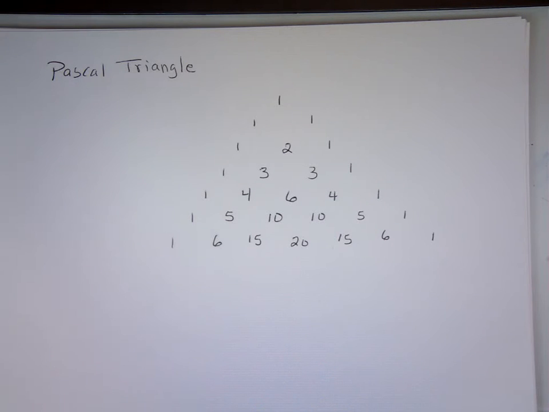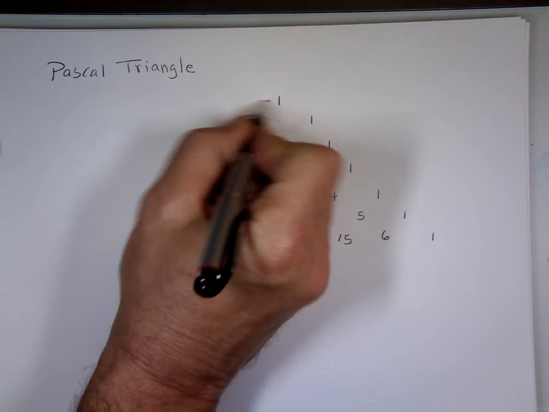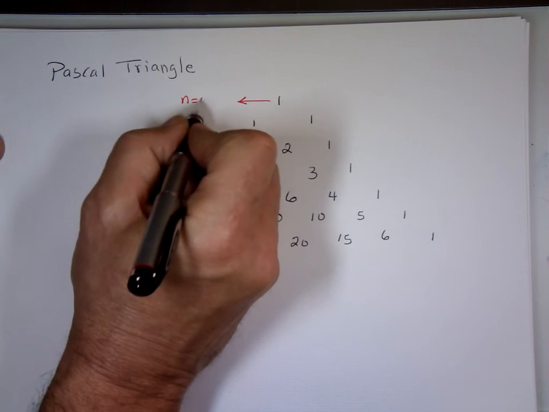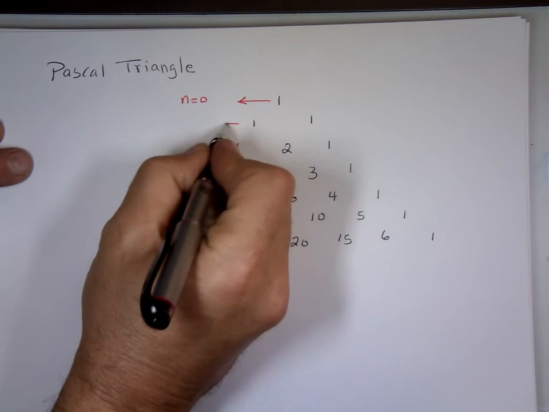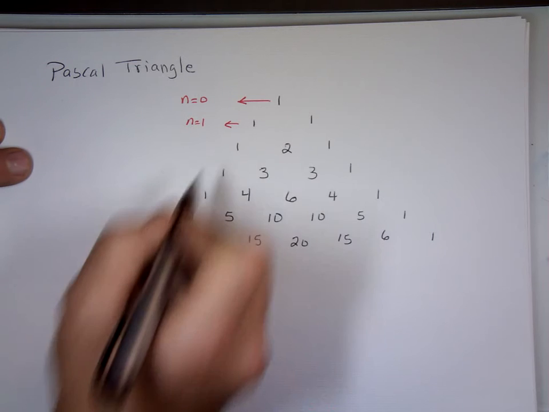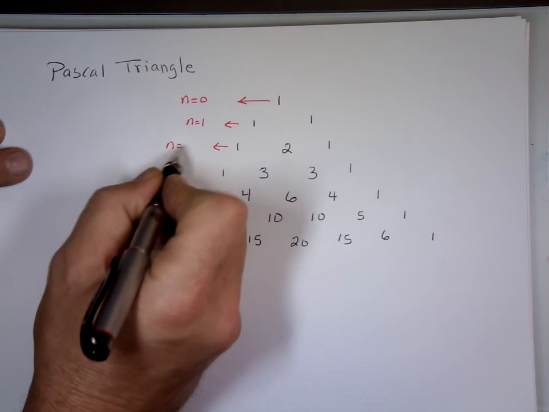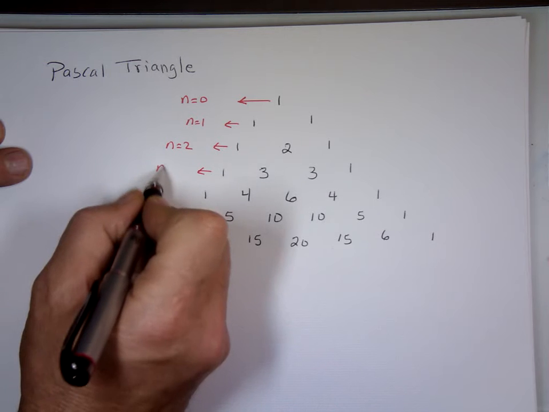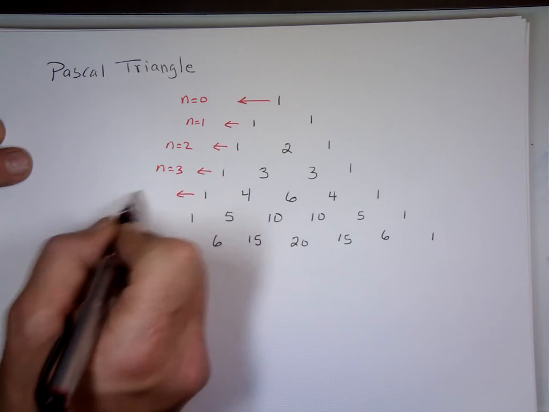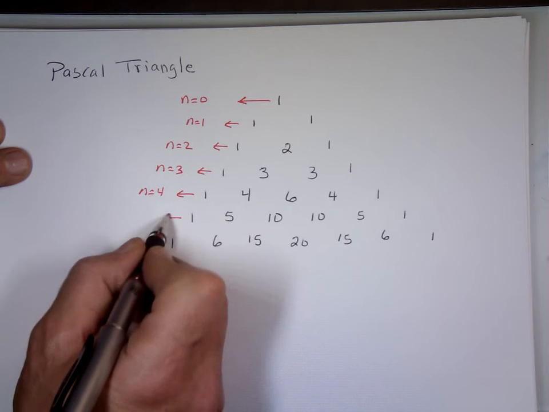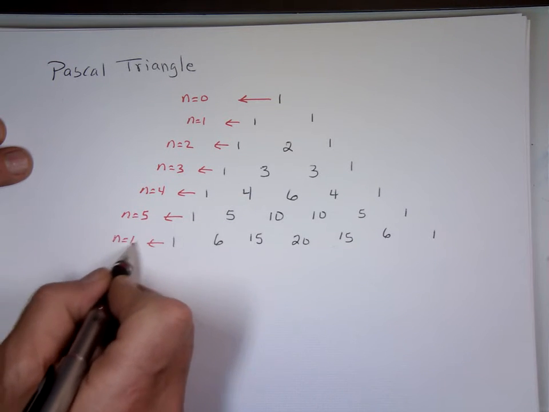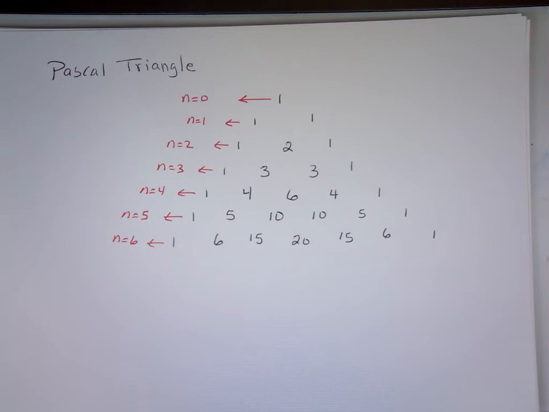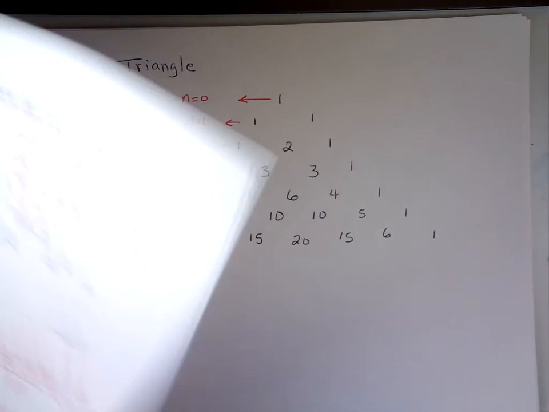We use the top row here when the power n equals 0, because anything to the 0 power is always what? 1. We use this when n equals 1. This row when n equals 2. This one when n equals 3. This one n equals 4. This one n equals 5. This one n equals 6. And so forth. Again, there's no end to it. Now let's go back to that problem we wanted to do.